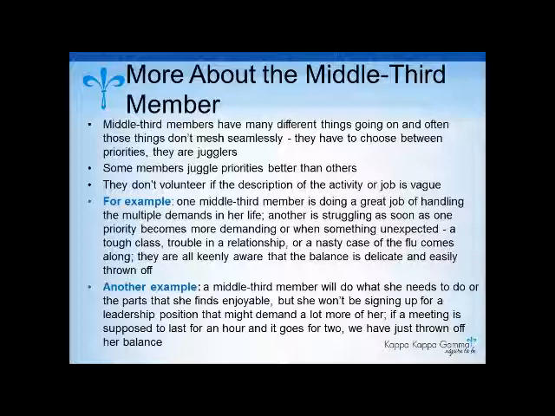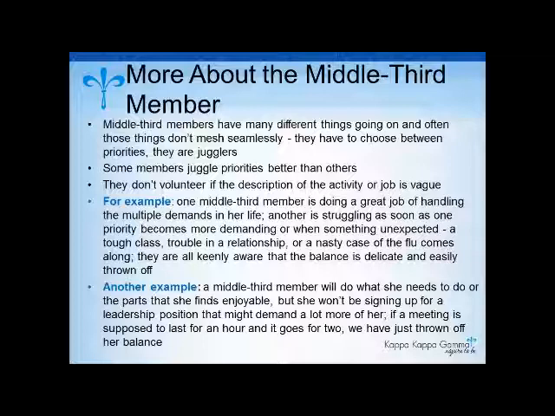So some things about the middle third that we need to recognize. They usually have a lot of different things going on, and often those things don't seem to come together or mesh very well. They have to choose between priorities, and they are great jugglers. Some of these women juggle their priorities better than others. They will not volunteer if the description of what they're supposed to do, the activity or the job, is vague. They will not jump out when they don't know what's required of them.